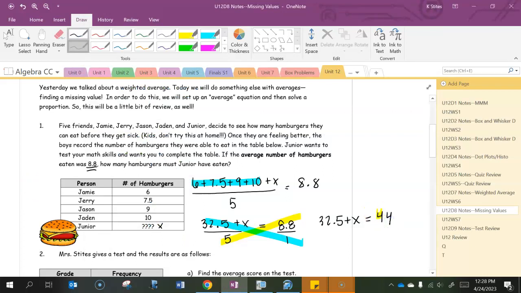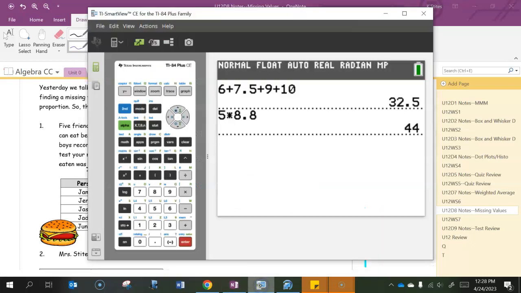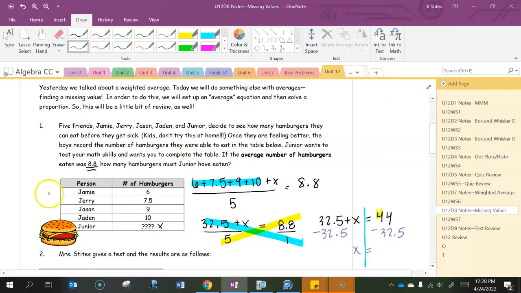And then we want to get the X by itself. So we'll just subtract our 32.5 over. And 44 minus 32.5 is 11.5. And so Junior must have had 11.5 burgers, which is too many burgers in my opinion.